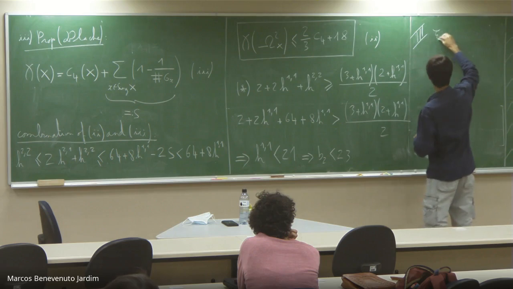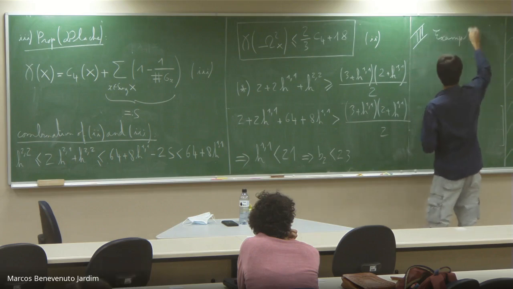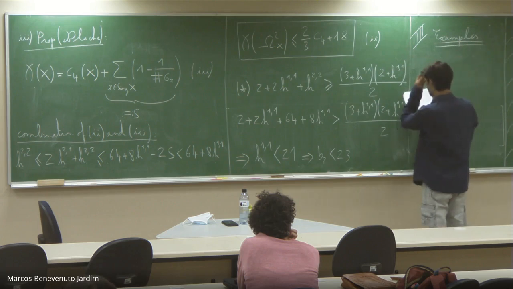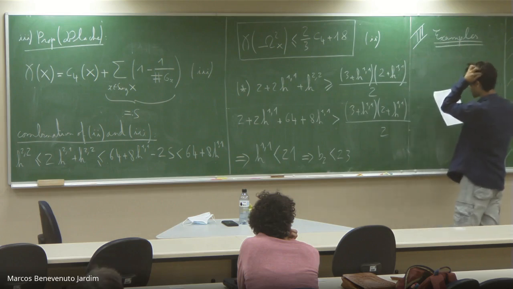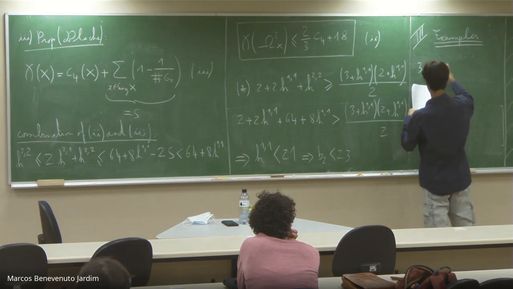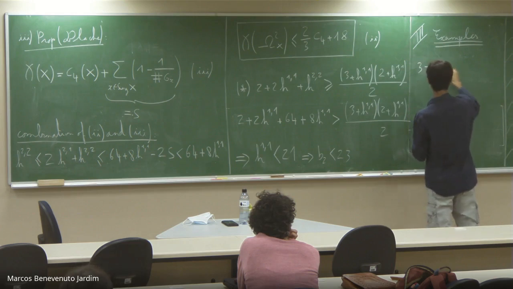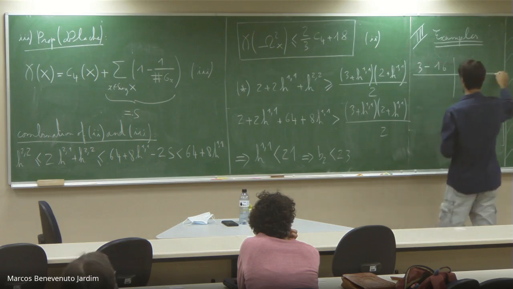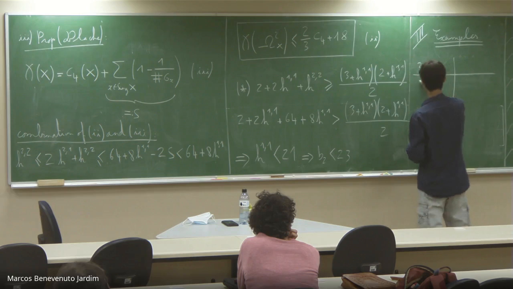So the examples. I think I cannot give you too much detail, but at least I will give you the Betti number for which we have an example, and the Betti number for which we don't. So actually, from 3 to 16, we have examples.